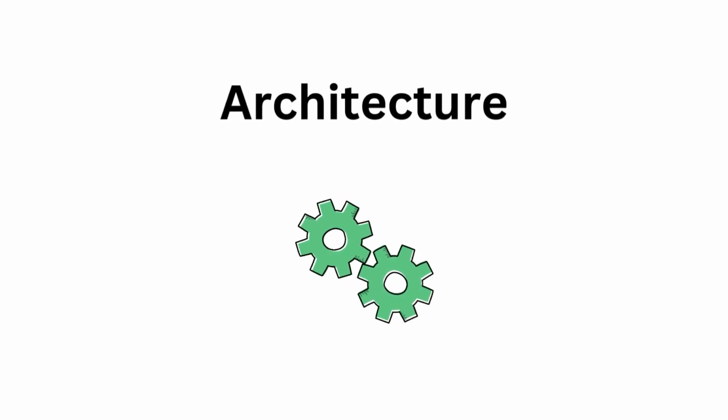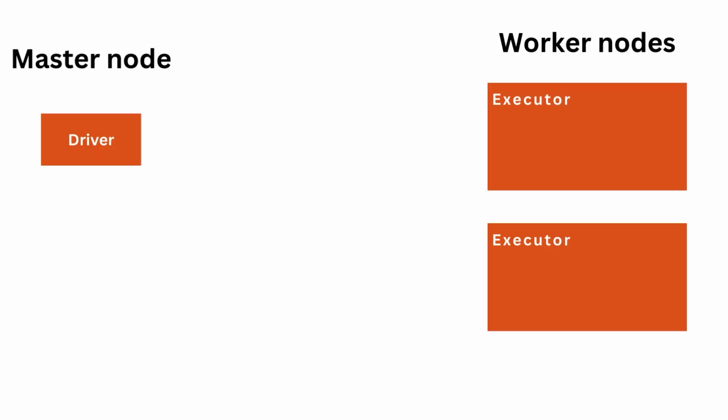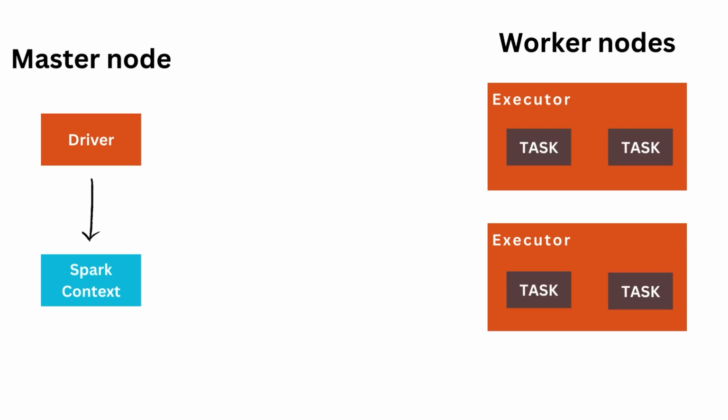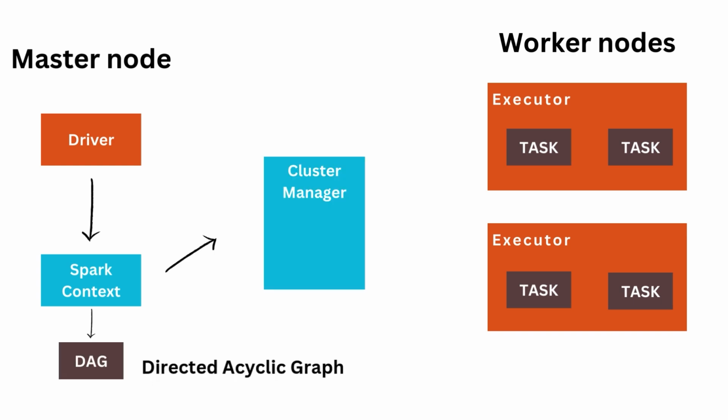Let's see what happens under the hood. There are two main parts, drivers and executors. When a Spark program runs, a Spark context is created. This decides what needs to be done, where it needs to be done, and how. At the end, it comes up with a set of instructions and transactions. These instructions are in the form of a DAG, a set of logical instructions.